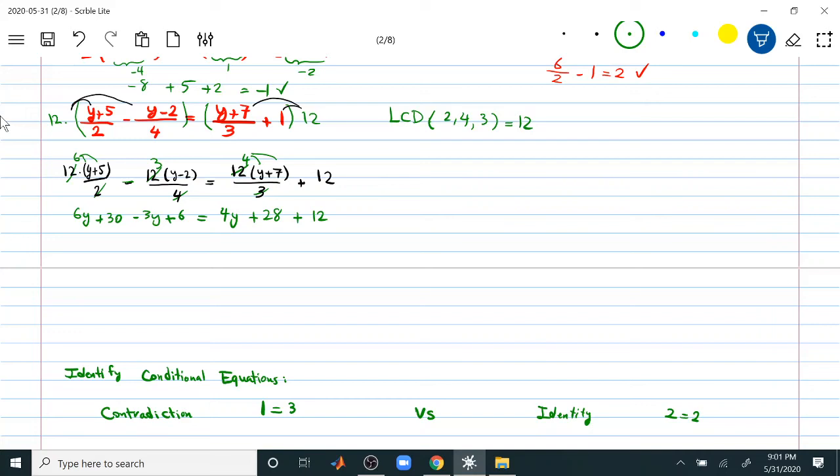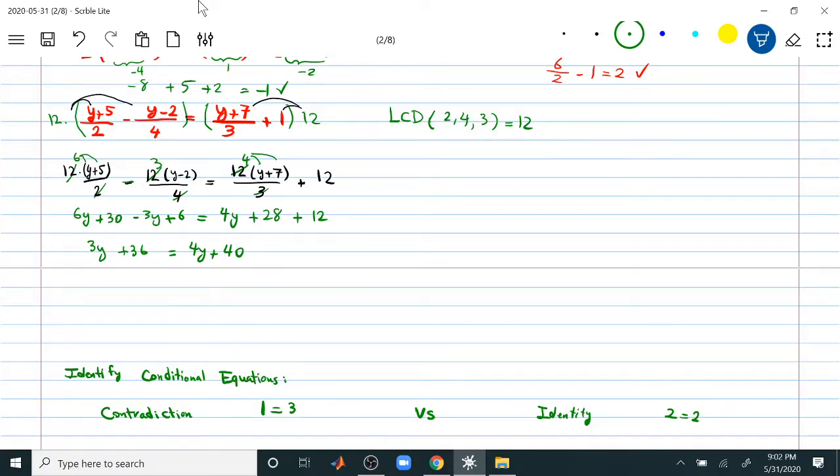If instead of using 12 you had used 120, you can still solve the equation that way, but multiplying by 120, these numbers would be huge. The work would be much more. So now, what can I do? I'm going to combine like terms. 6y and negative 3y simplify to 3y. 30 plus 6 is positive 36. On the other side, I have 4y plus 28 and 12, which is 40.